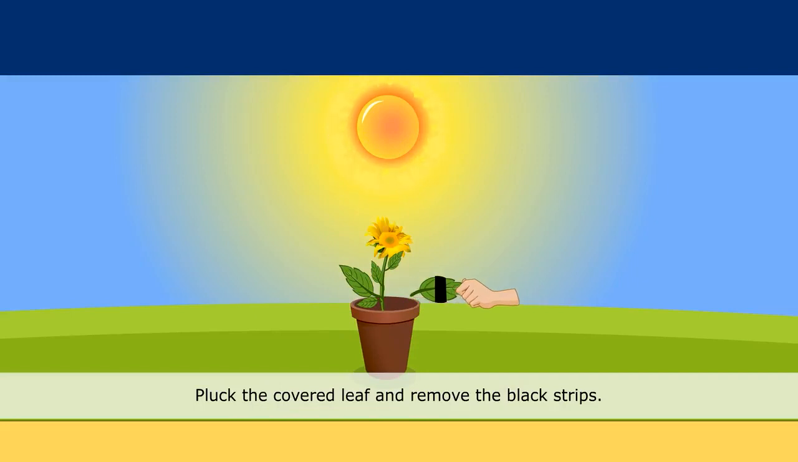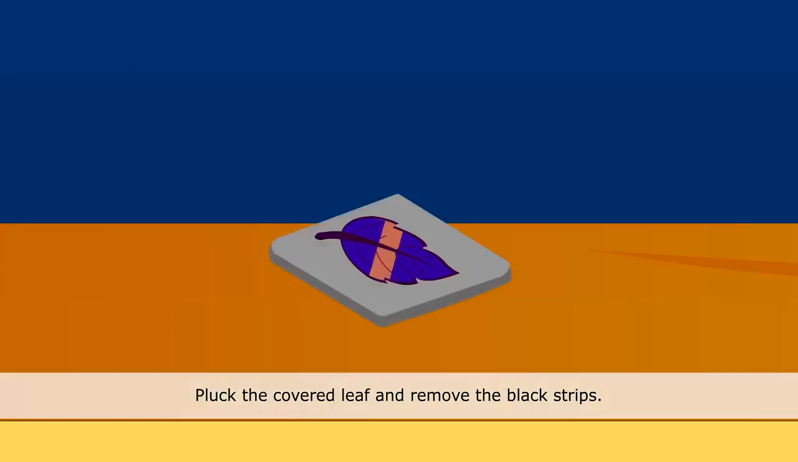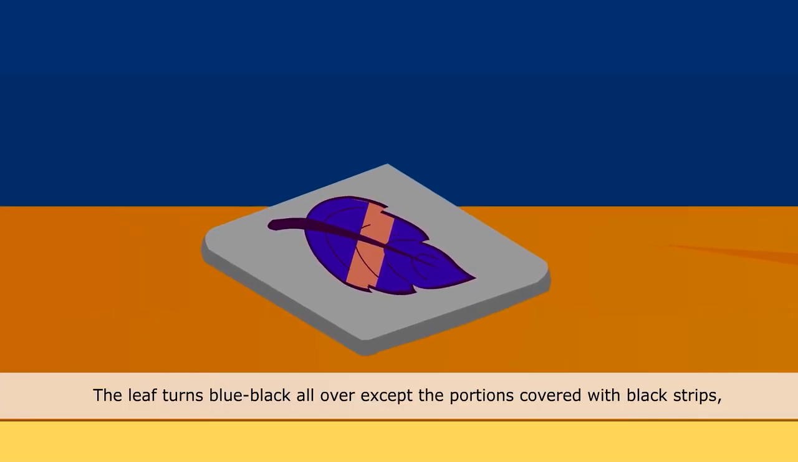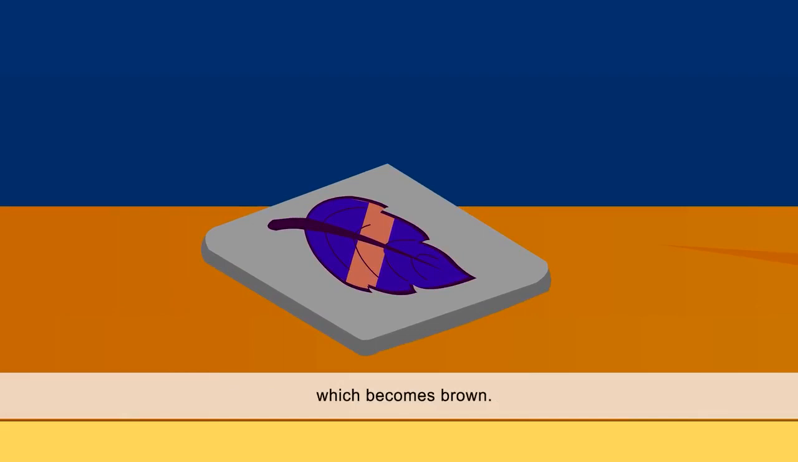Pluck the covered leaf and remove the black strips. Test the leaf for presence of starch. What do you observe? The leaf turns blue-black all over except the portions covered with black strips, which becomes brown.